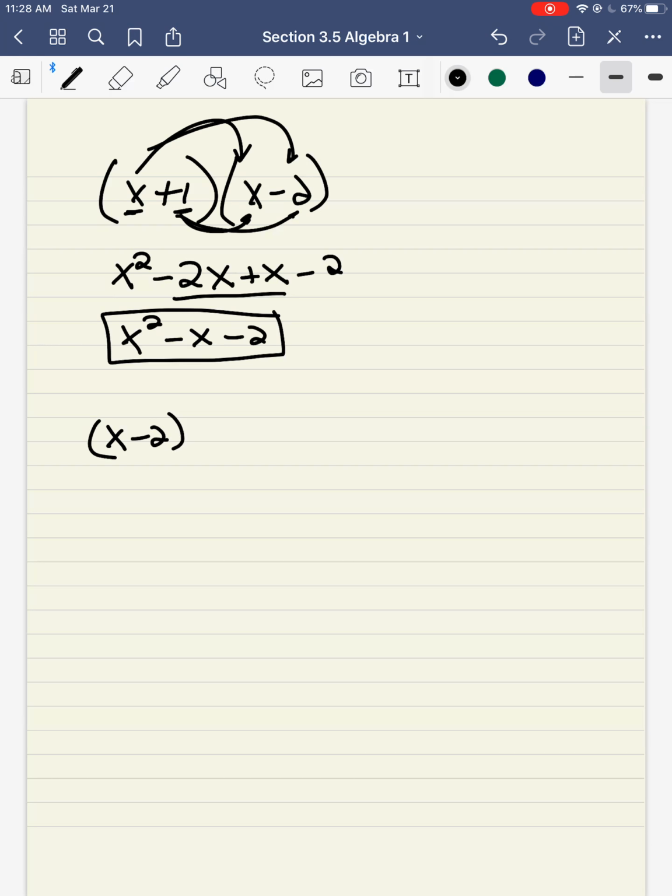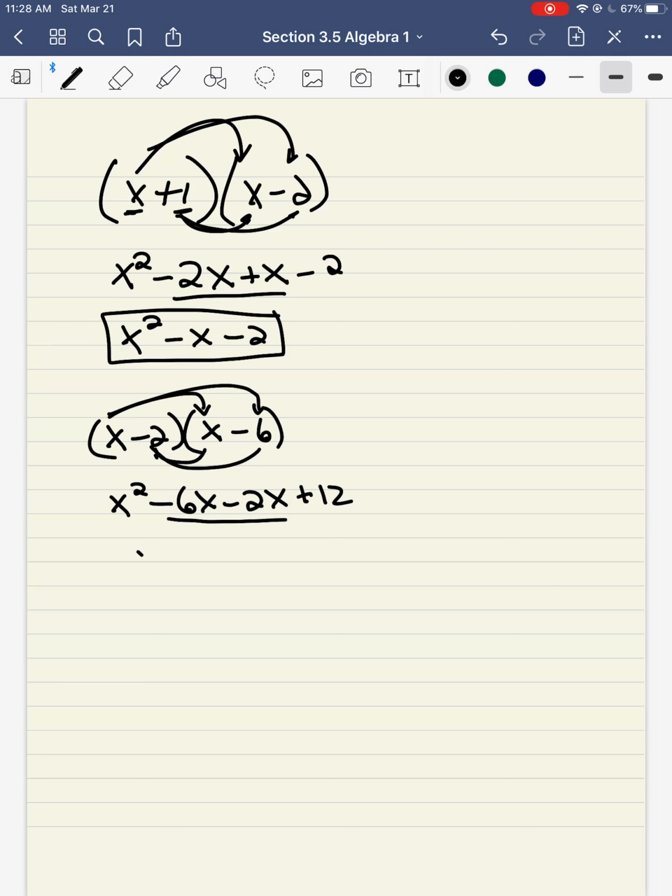If I have x minus 2 times x minus 6, again, the x is distributed. X times x is x squared. X times a minus 6 is a minus 6x. Minus 2 times x is a minus 2x, and minus 2 times a minus 6 is a positive 12. Again, combining your like terms, x squared minus 6 minus 2 is minus 8x plus 12.